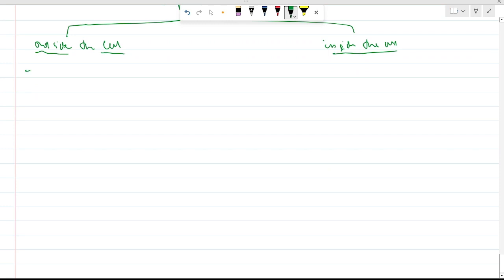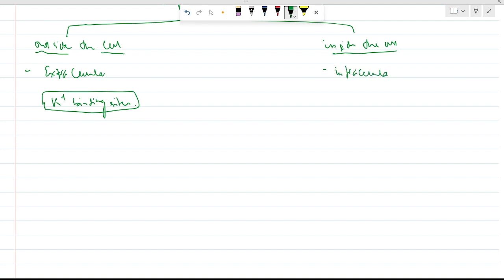The outside of the cell is obviously extracellular. This extracellular side has potassium binding sites. Next, inside the cell, or intracellular, has sodium binding sites and also ATP binding sites. We have sodium binding sites and also ATP binding sites inside the cell.